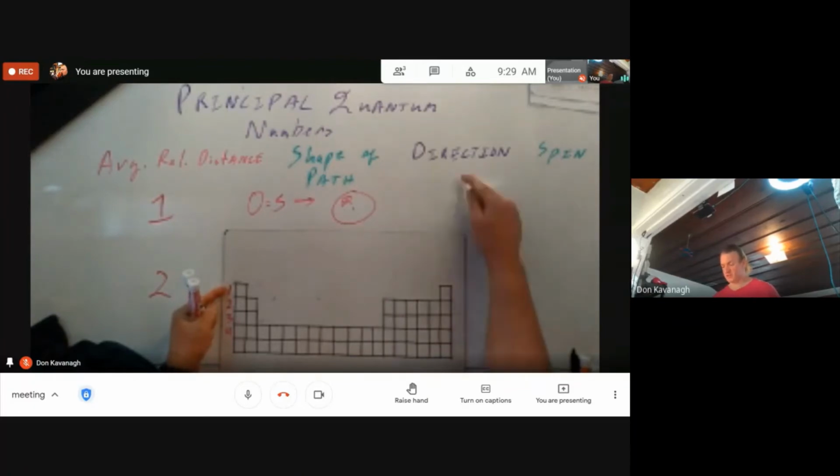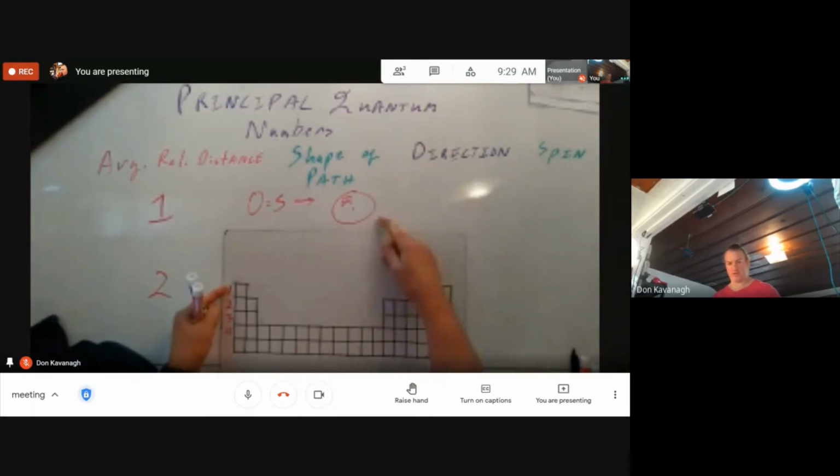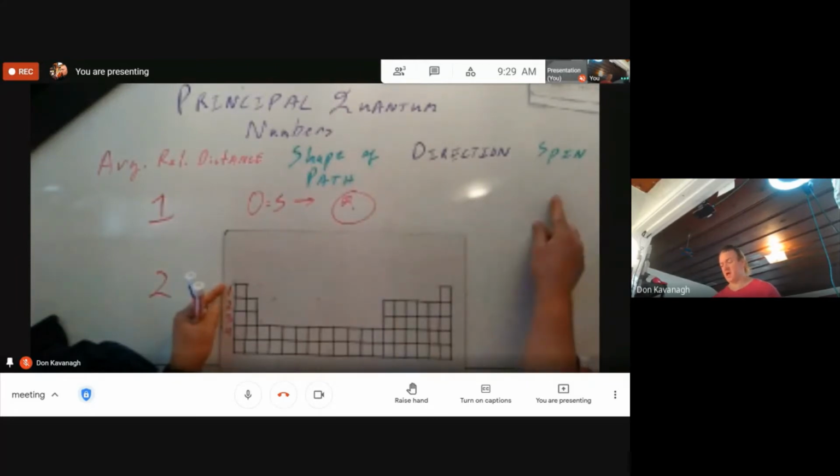Now, the direction of the s orbital, it doesn't have a direction. It is universal in every direction, the x, the y, and the z, because it's a sphere. So there's no directional element to describe the shape of this path. Now, the spin of the electrons.